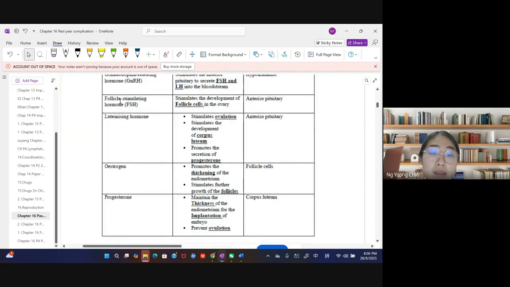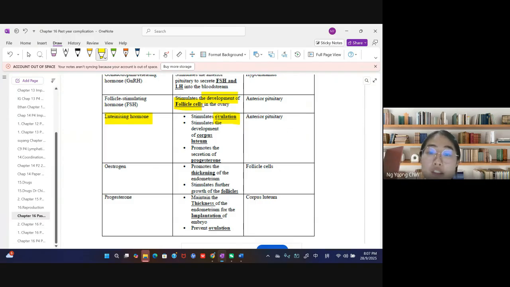How about the follicle stimulating hormone? It stimulates the growth and development of the follicle cells in the ovary. FSH is produced from the anterior pituitary gland. Then how about the luteinizing hormone? The luteinizing hormone stimulates ovulation, which is the release of the ovum from the graafian follicle.